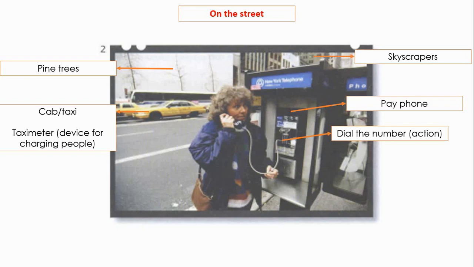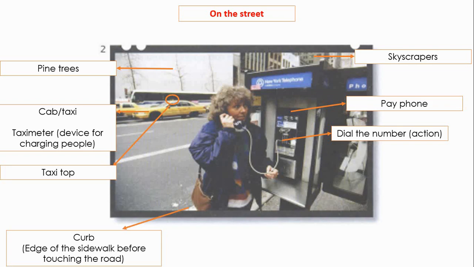Now, these buildings that are in back of the payphones are called skyscrapers. So they are very tall and high buildings. For finishing or almost finishing this picture, I just wanted to mention that this little light that cabs carry on top of them is called a taxi top. For finishing, this limit between the street and the sidewalk is called the curb, which is the edge of the sidewalk before touching the road. So it's the very limit between the road and the sidewalk.